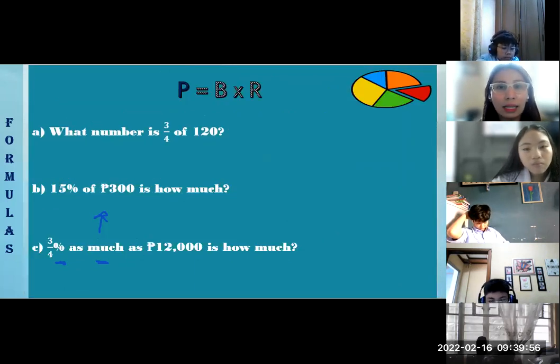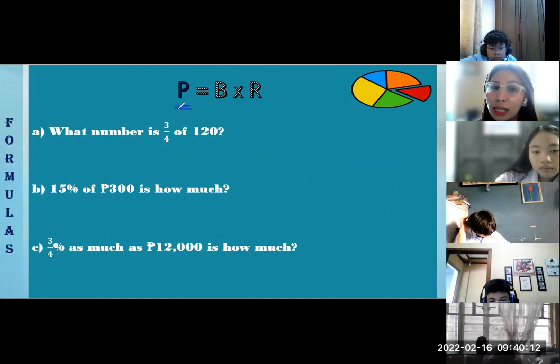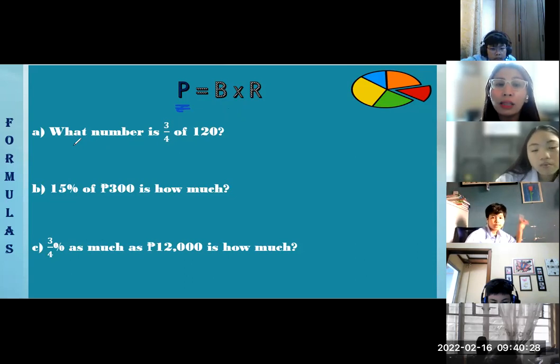Sige, let's give examples. So using the formula, P is equals to B times R or percentage is equals to base times rate. Ayan, so percentage to, hinahanap yung percentage. Okay. We simply multiply the base times the rate. Ano yung base dito, class? So the base here is, kasi ang sabi, what number is 3/4 of 120?